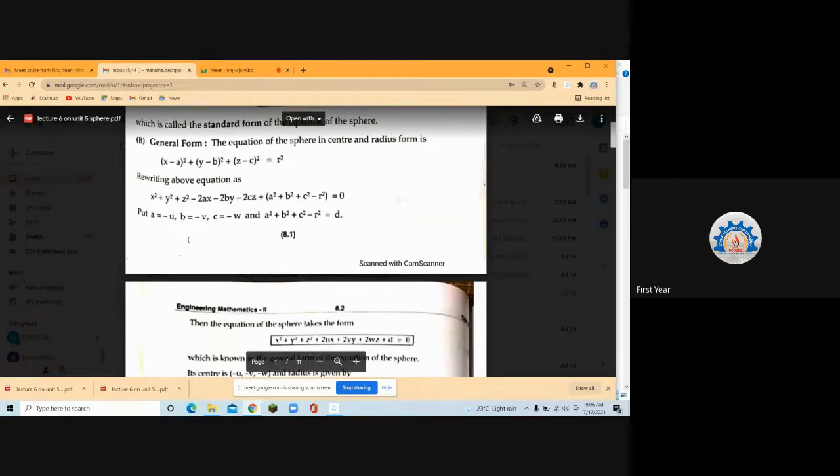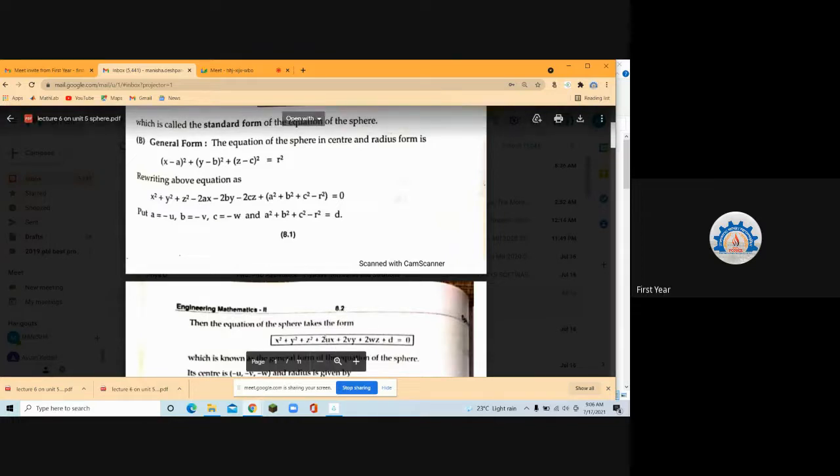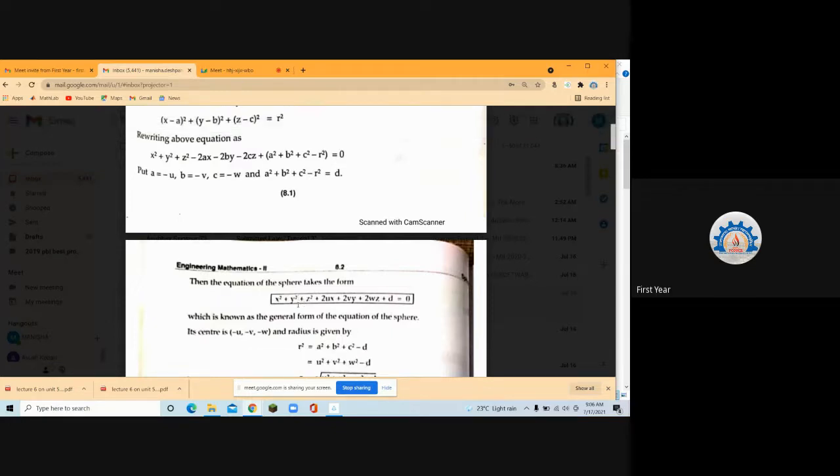So to rewrite it in a nice form so that everything will be in plus format, we'll substitute a is equal to minus u, b is equal to minus v, and c is equal to minus w. The constant part will be represented by d. Is it okay? So when I replace a equal to minus u, this minus sign will come inside and it will become 2ux. Then it is plus 2vy plus 2wz, and this entire term d is equal to 0. So this is the equation of sphere in general form. Clear?